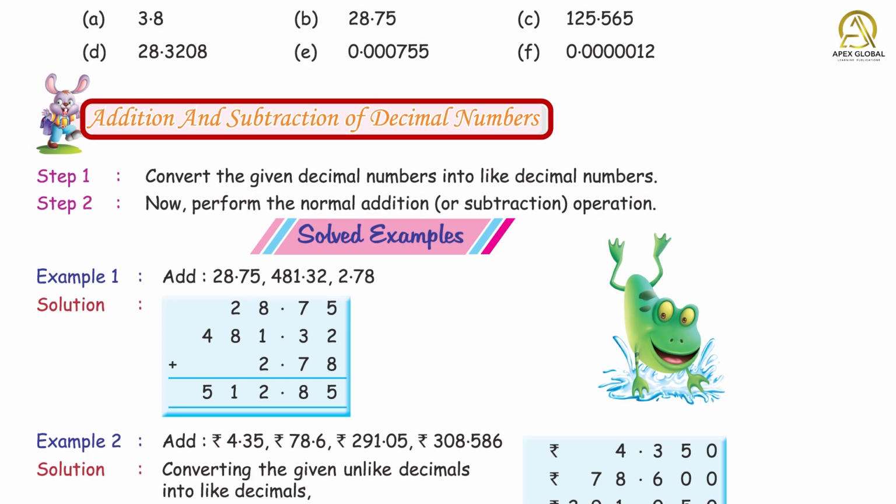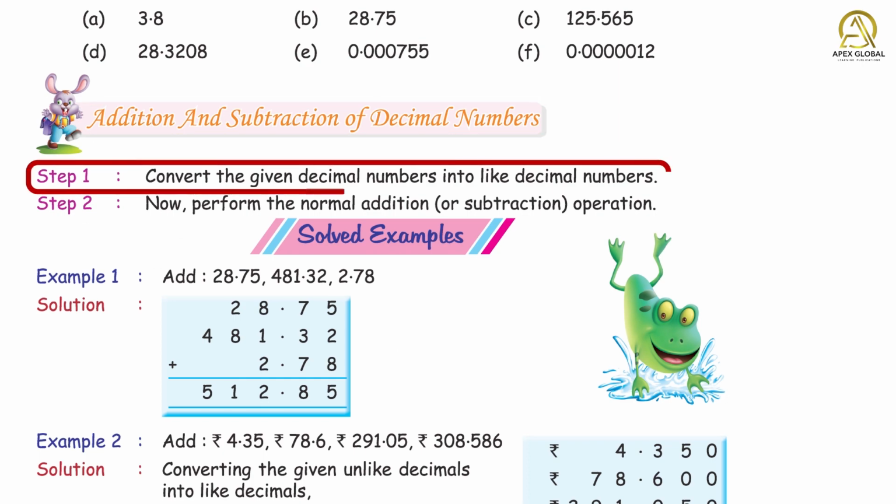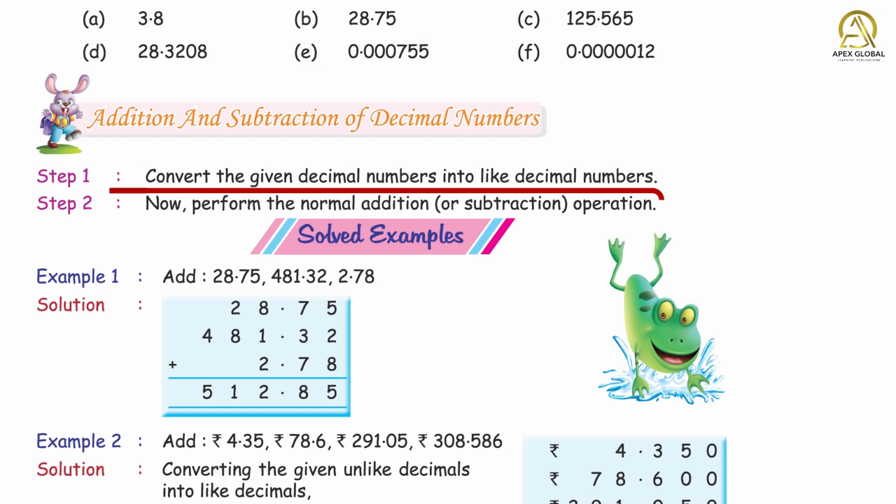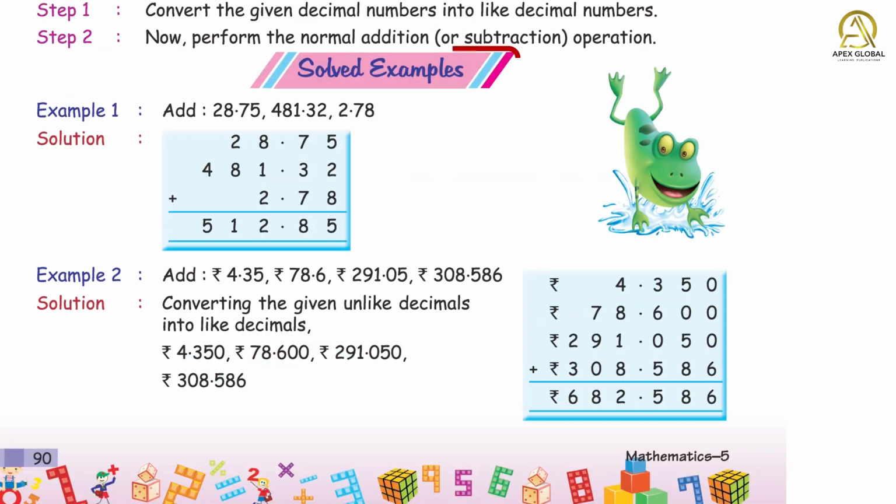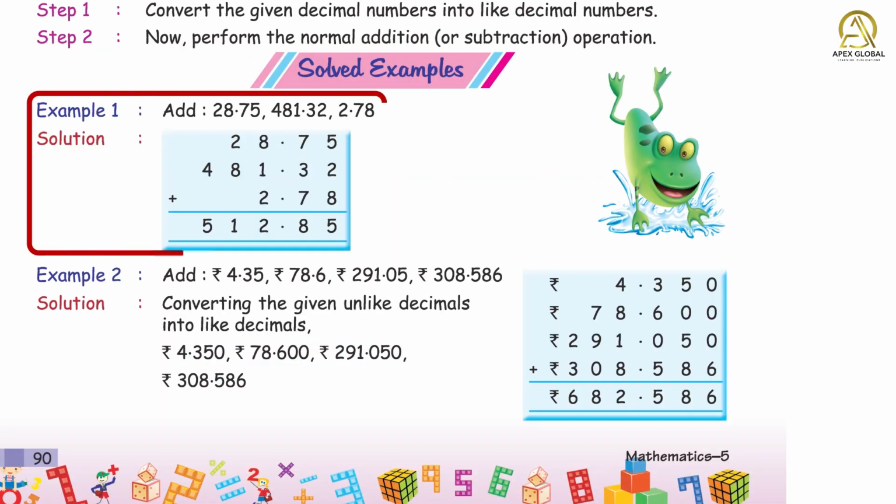Addition and subtraction of decimal numbers. Step 1. Convert the given decimal numbers into like decimal numbers. Step 2. Now perform the normal addition or subtraction operation. Solved example. Example 1. Add 28.75, 481.32, 2.78.